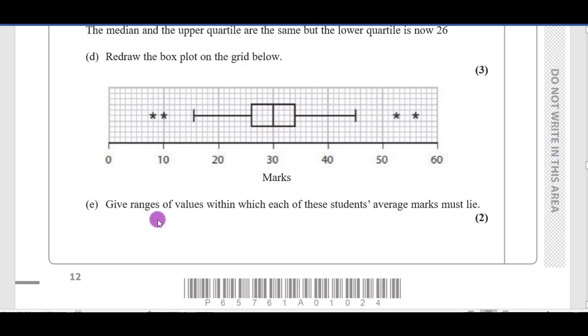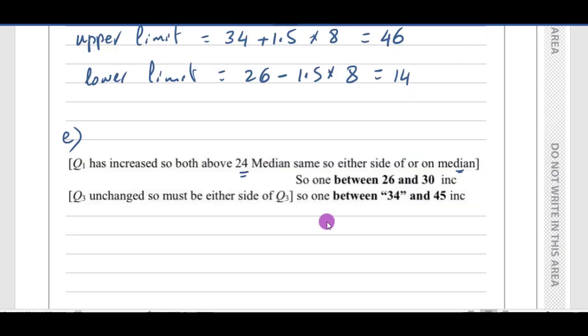Now, give the range of values within which each of these students' average marks must lie. This is the answer of part E. Q1 has increased, so one is between 26 and 30 from the students. Q3 is unchanged, so the other is between 34 and 45.